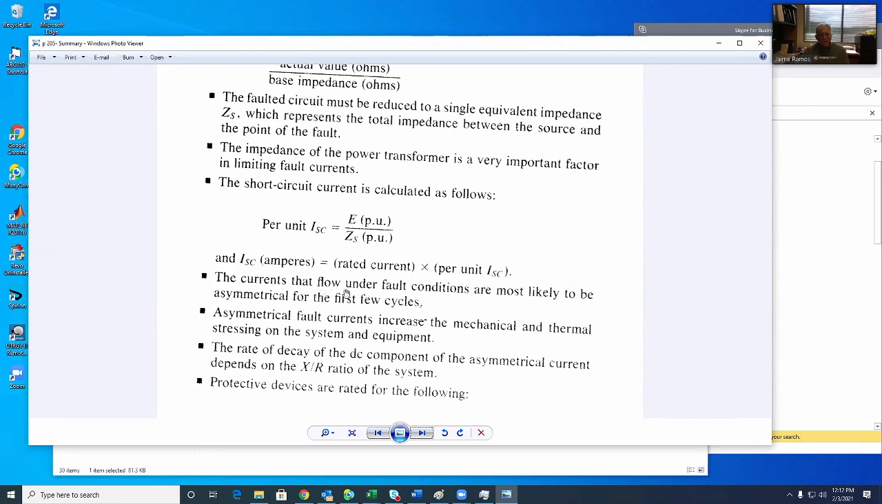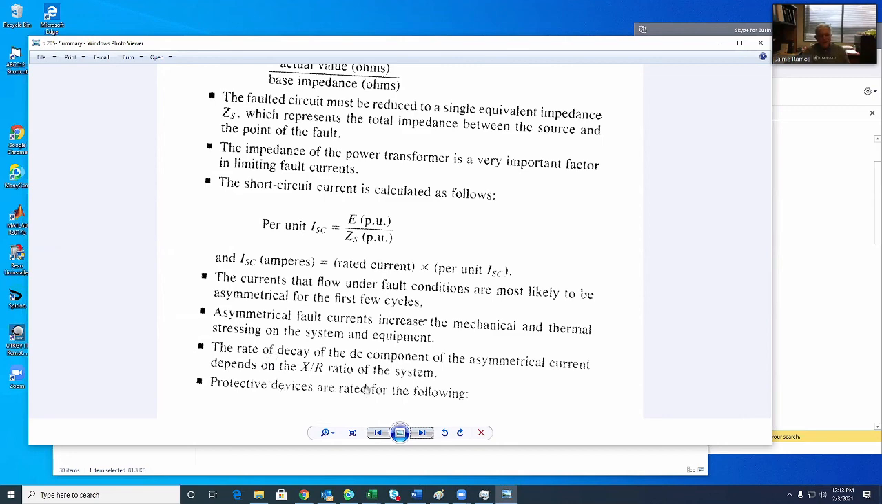The currents that flow under fault conditions are most likely to be asymmetrical for the first few cycles. Asymmetrical fault currents increase the mechanical and thermal stressing of the system because of the transient. The rate of decay of the DC component of the asymmetrical current depends on the ratio of reactance to resistance.